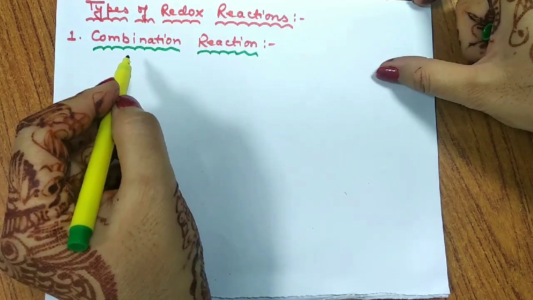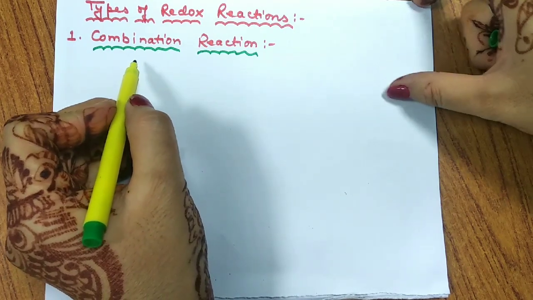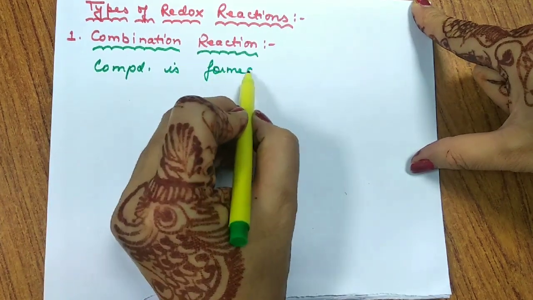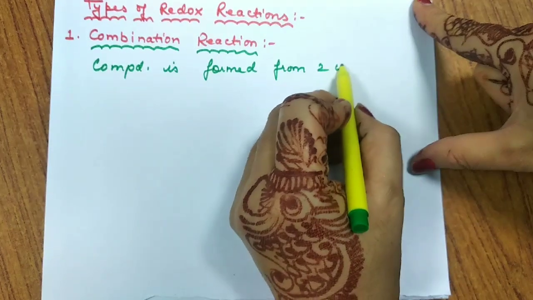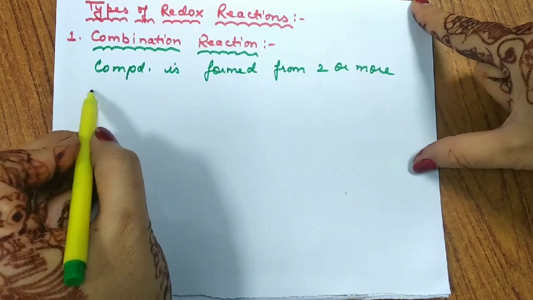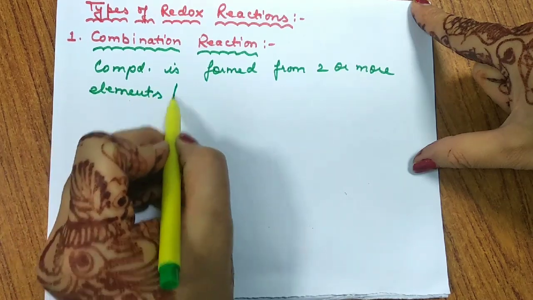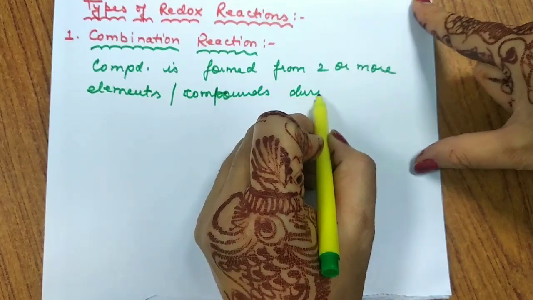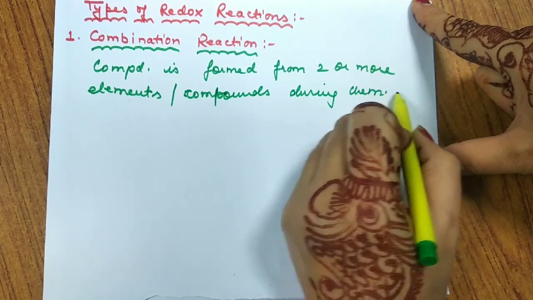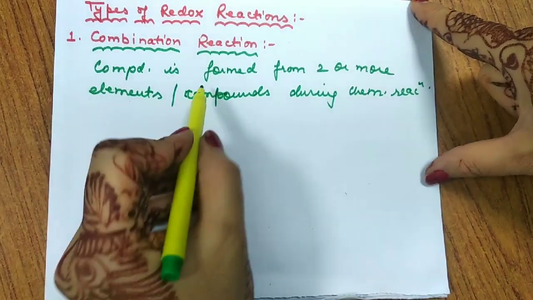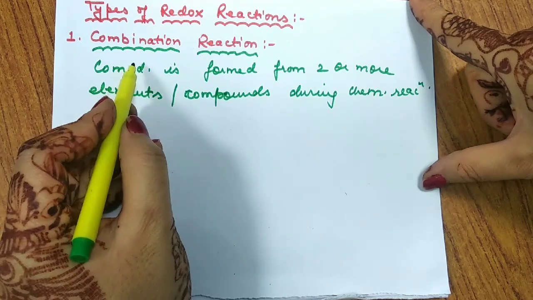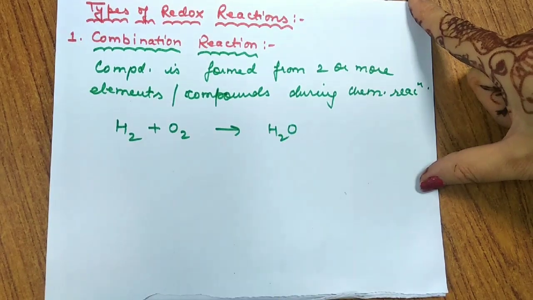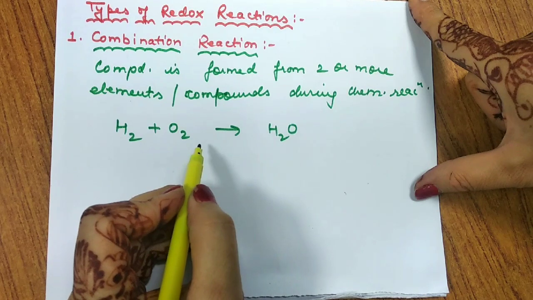Now, what is a combination reaction? As you have studied in class 12th, a combination reaction says that a compound is formed from two or more elements or compounds during a chemical reaction. So they combine, they react, and then they produce a single compound. Then we call it a combination reaction. And in case oxygen is involved in the reaction, we call it a combustion reaction.